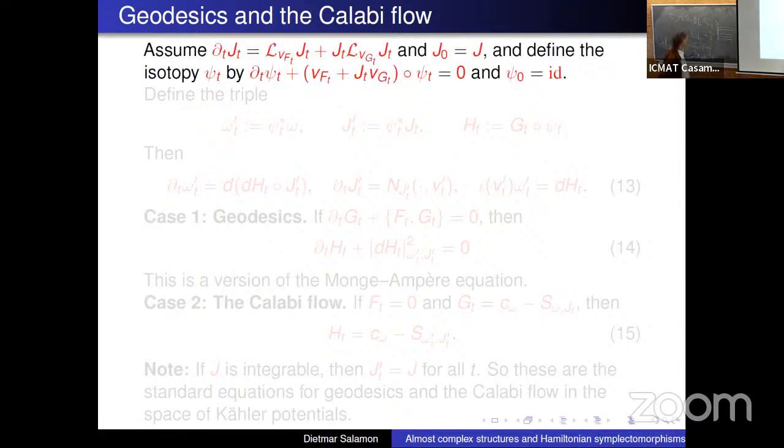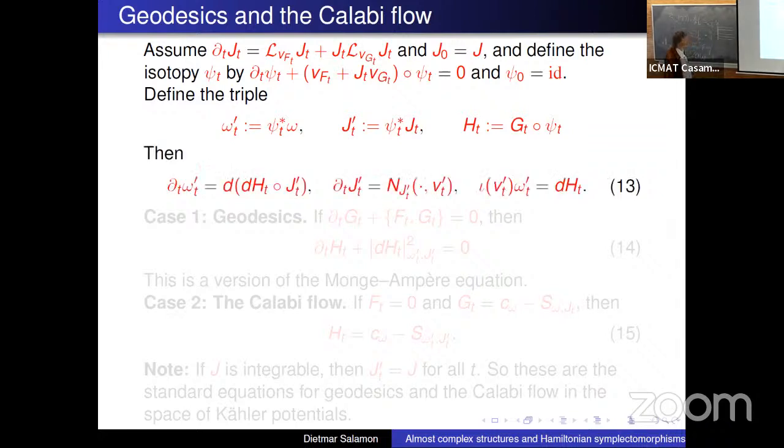And so the first thing one can do is return to our equation 6 that's written there on the blackboard, and use f_t, g_t, and J_t to define an isotopy psi_t that satisfies this equation, d_t psi_t plus (V_{f_t} plus J_t V_{g_t}) composed with psi_t equal to 0, starting at the identity, and then pull back all the structures that we have by psi_t. The pullback of omega is then a symplectic form depending on t, called omega_t prime, the pullback of J_t gives J_t prime, and pulling back g_t by psi_t you get another family of functions called h_t.